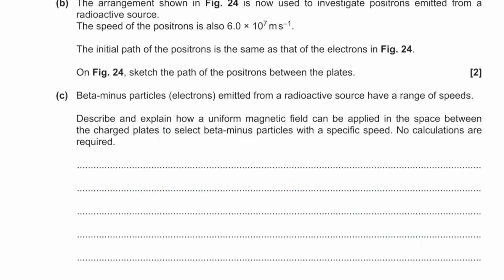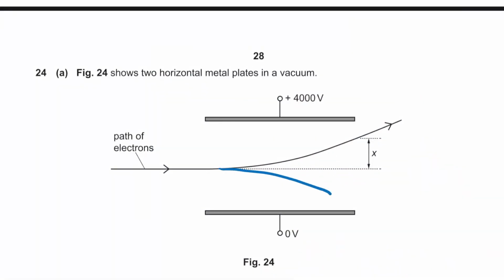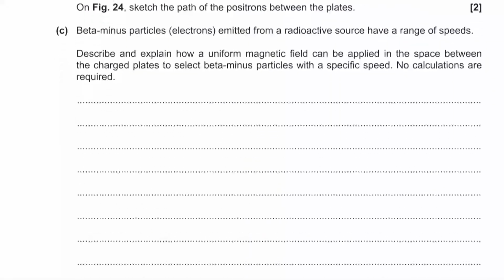B, the arrangement now is used to investigate positrons emitted. The speed is the same. The initial path is the same. Sketch the path of the positrons. Well, it's just going to be in completely the opposite direction, like so. Easy. And what have we been asked?